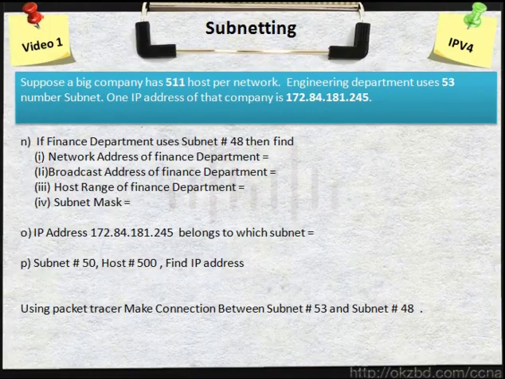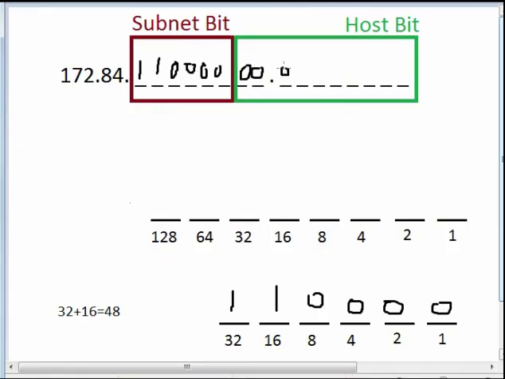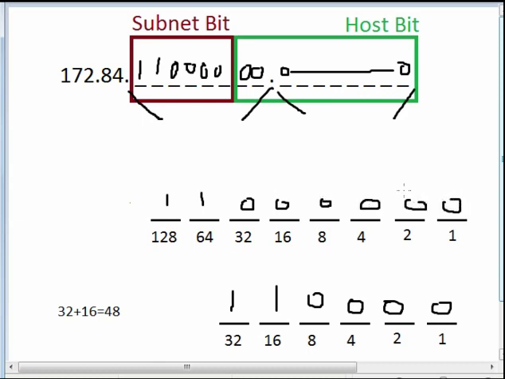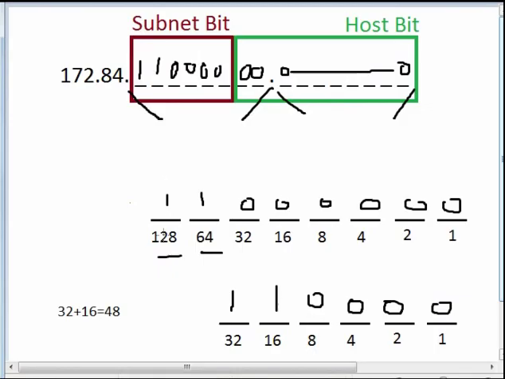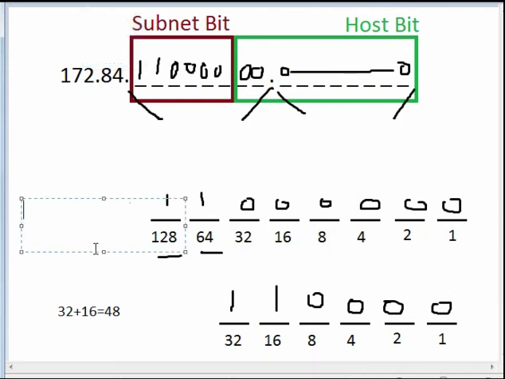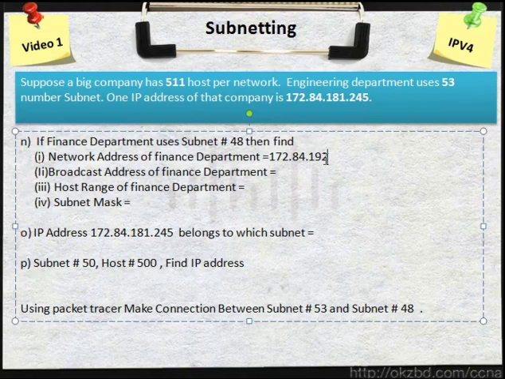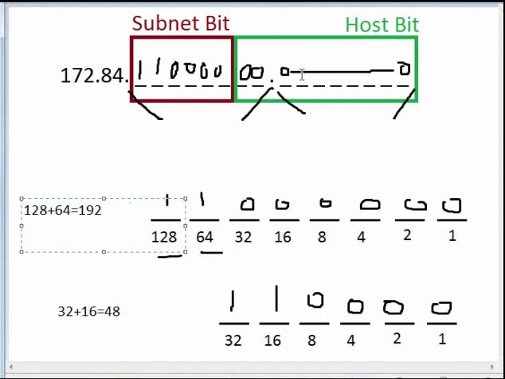Network address means the host portion is all 0. Now for calculation, dot to dot: 11 and all 0. 128 plus 64 is equal to 192. So this is 172.84.192, and this 8-bit all 0 means 0.